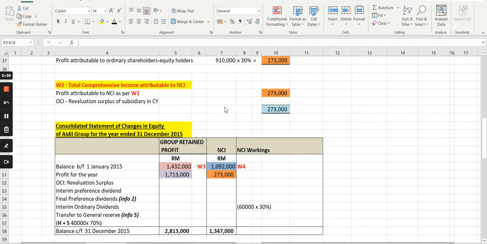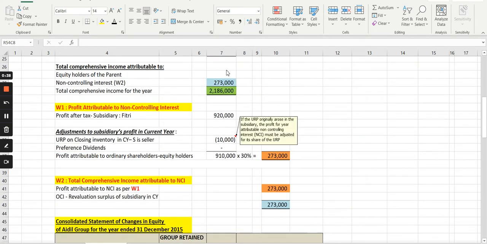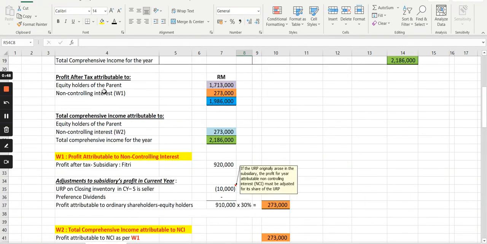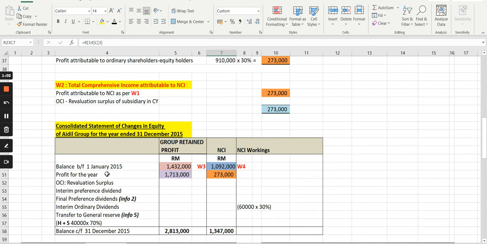So earlier on, you have already calculated your profit for the year and your non-controlling interest, right? Your profit for the year and your non-controlling interest, which is from this calculation here. So take this figure, your equity holder of the parent figure and the non-controlling interest figure, and put it in your statement. So make sure that you have prepared the statement.